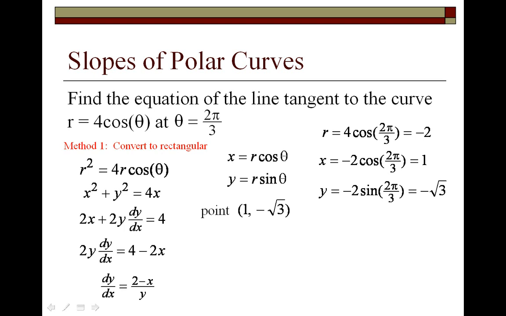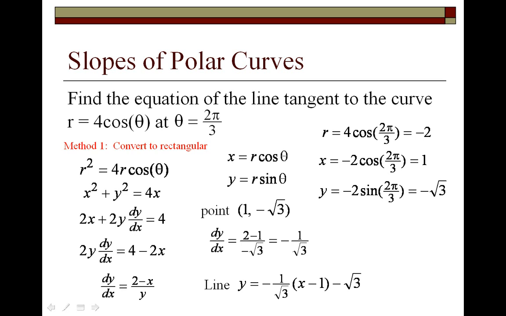But I can also use these values to calculate my slope. My slope is going to be dy/dx, which is equal to (2 minus x) over y. So I plug in the x that I just found and the y that I just found. So I get (2 minus 1) over negative root 3, which gives me a slope of negative 1 over root 3. Now I've got to put the pieces together and write the equation of my tangent line: y minus negative root 3 equals negative 1 over root 3 times (x minus 1). Okay, that's the first method.